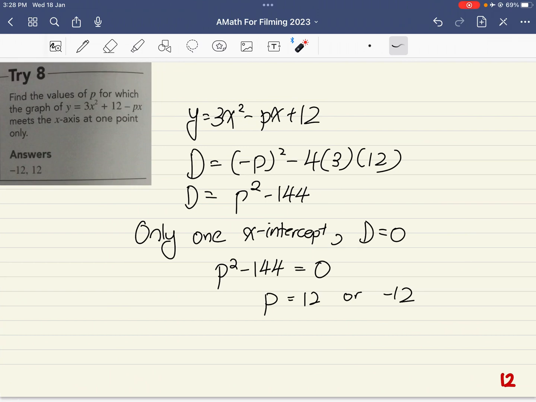Okay, for try 8, find the values of p for which the graph meets the x-axis at 1 point only. 1 point only implies only one x-intercept. So first, I found the discriminant, and the simplified expression is p squared minus 144. For only 1 point, it means one x-intercept, real and repeated roots. My D is equal to 0. So I will equate p squared minus 144 equal to 0. If I solve this, I'll get p equals 12 or p equals negative 12.